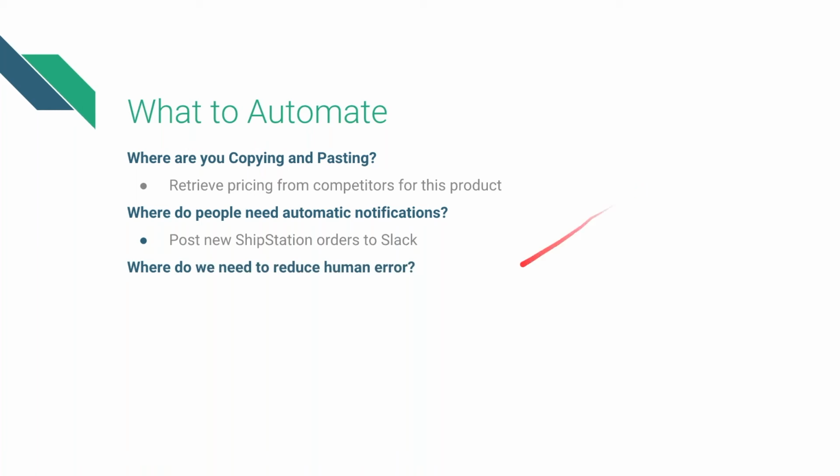Where do we need to reduce human error? So if we're copying and pasting tracking numbers, are we sometimes fumbling the last digit or adding a space in there that's causing an issue for the notification when it comes back to Amazon? It's a good place to go.